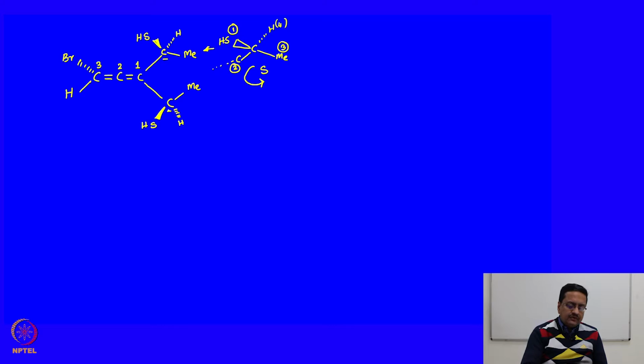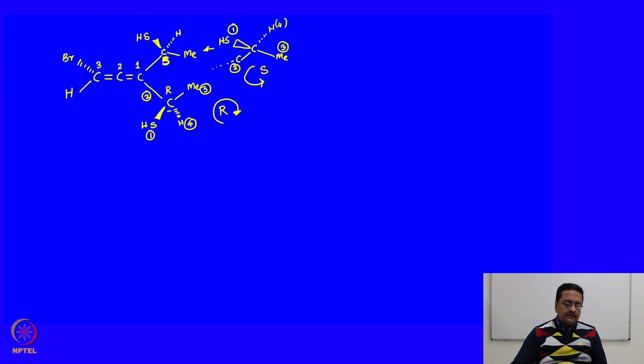In the same way, here this has priority 1, this back group has priority 2, this has priority 3 and the hydrogen has priority 4. So, for this carbon, if we go from 1 to 2 to 3, we see that it is clockwise. So, it must be R. So, the absolute configuration of this center is R and that top center is S.